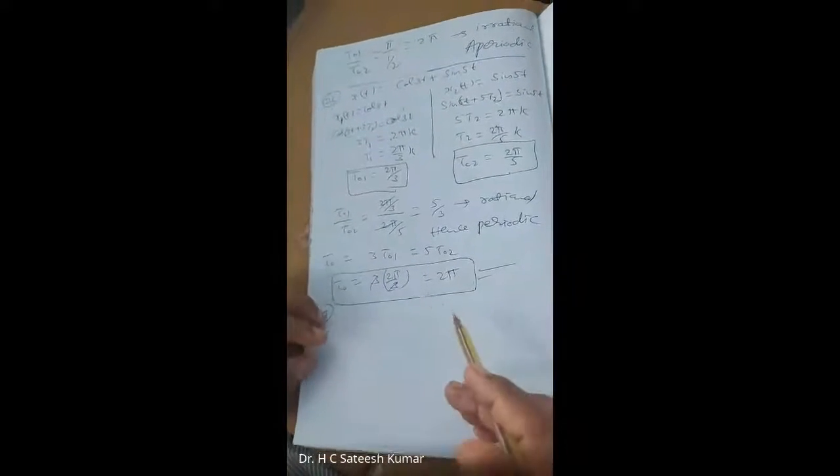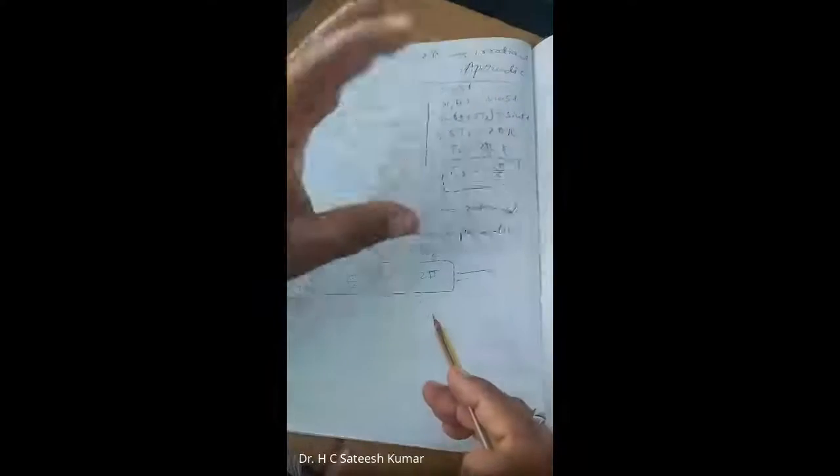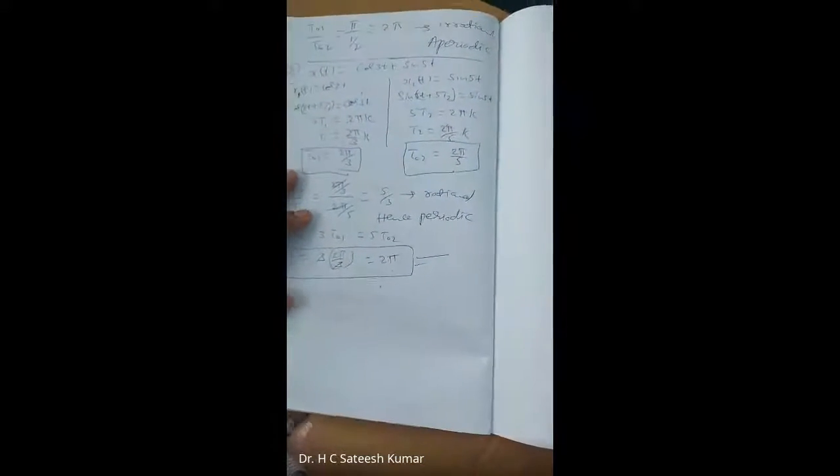Just by observation only you can understand. For the sake of explanation, you can write the equation. By seeing that signal only we can write it.